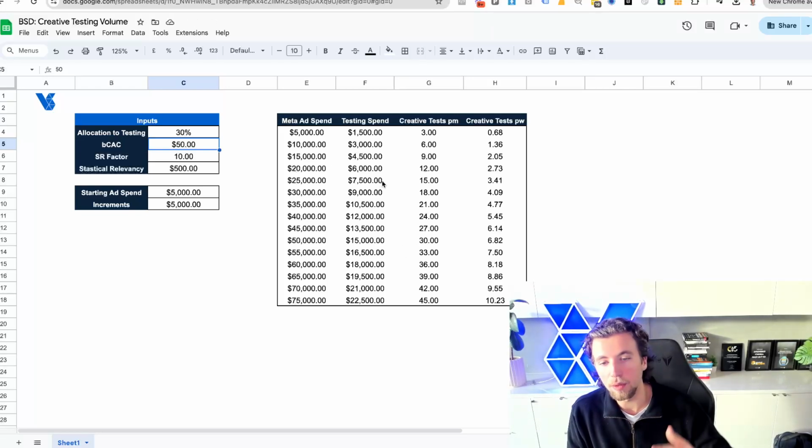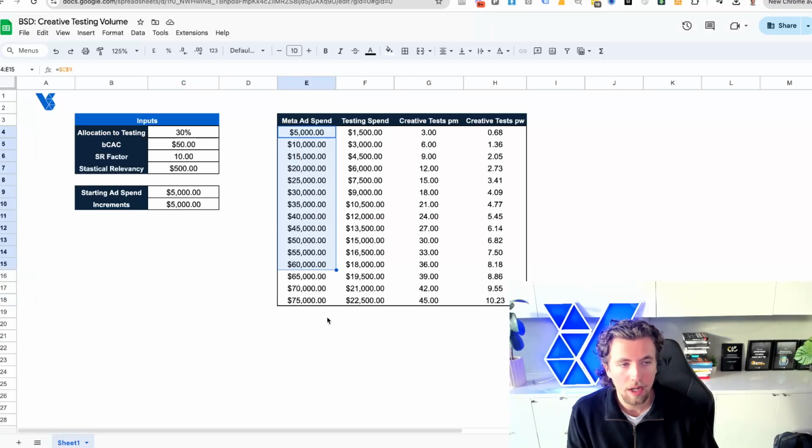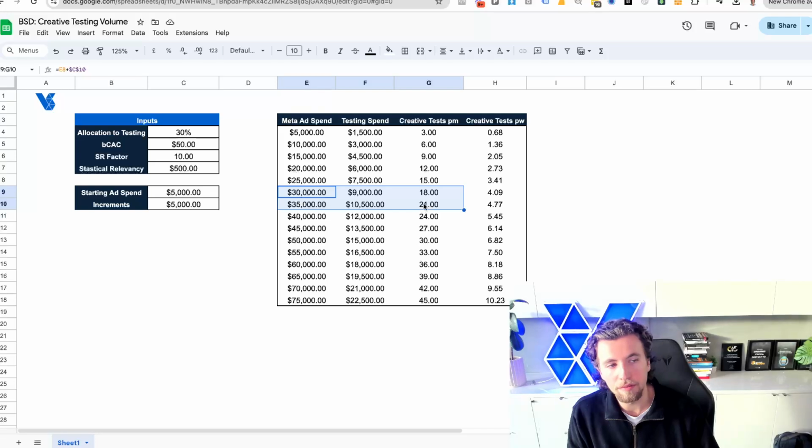However, you're likely going to want to scale. And so as your allocation to testing decreases, your Meta ad spend is likely going to increase as well. And so you're going to stepstone up to 30, 35K a month, and creative volume will be about the same as what it was at the start. So even though creative volume will come down a little bit, depending on how quickly you want to scale will depend on how much more creative volume you need to be putting into the account.